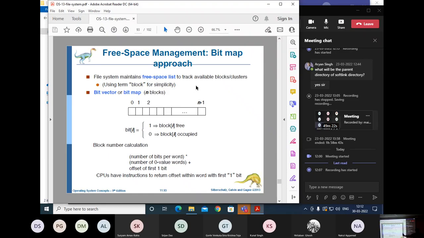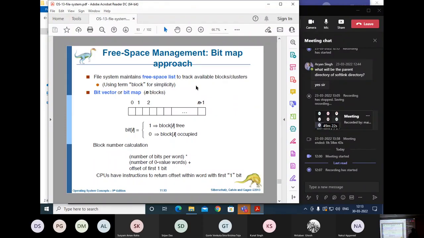The bitmap does not need to know which file the allocated block went to. Now, given this bitmap, how can you efficiently find out the first free block or set of free blocks?